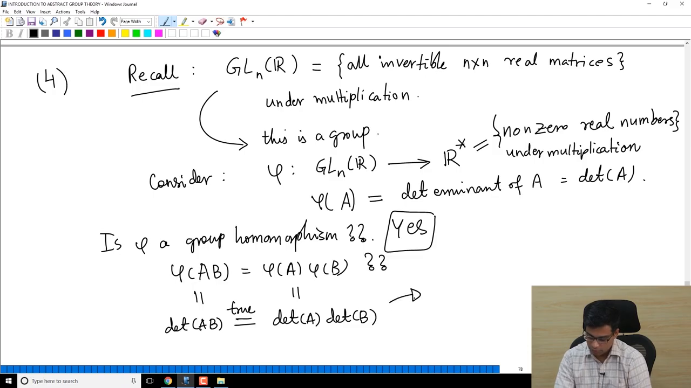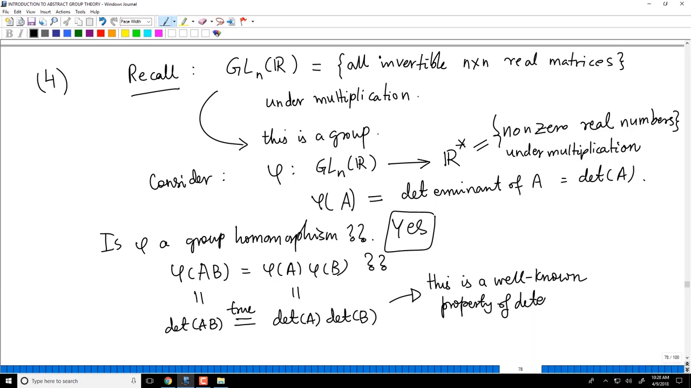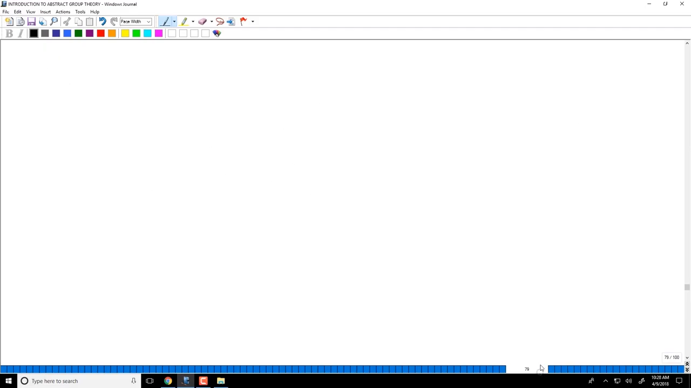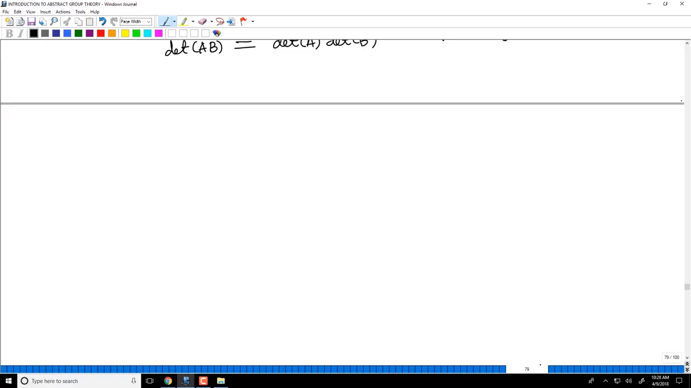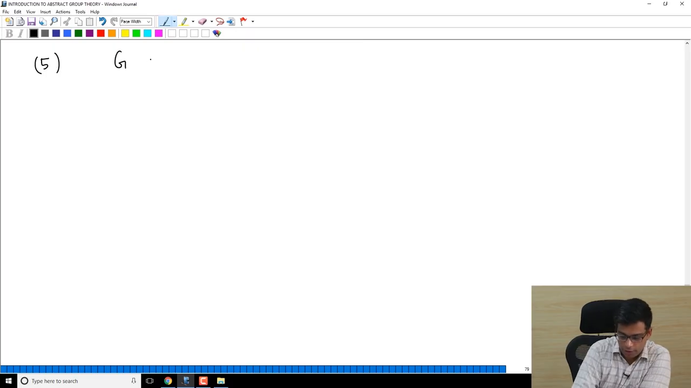This is a well-known property of determinants. So because this is a well-known property of determinants, phi is a group homomorphism. So this is an important example of a group homomorphism. So let's look at one more example. So 5 in my counting. So let's say G is an arbitrary group.